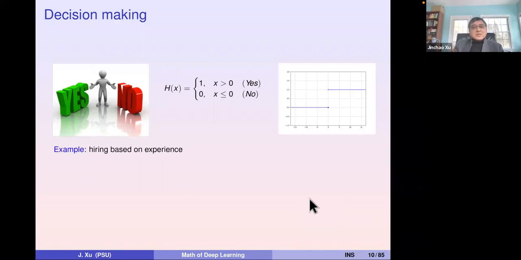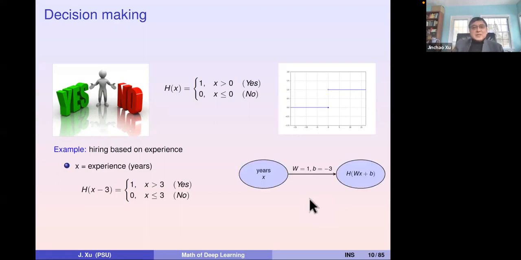Let's say we're given experience. I'm going to hire people. Suppose you have a certain job, and you have more than three years of experience, I hire you. Otherwise, I won't hire you. That's a very simple criterion, and this is a very simple neural network. Basically, if x is greater than 3, yes. Less than or equal to 3, no.